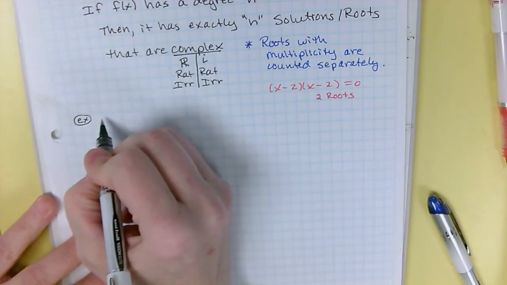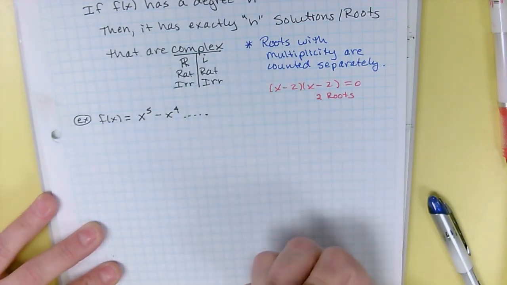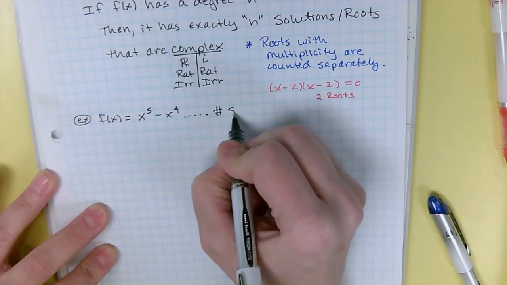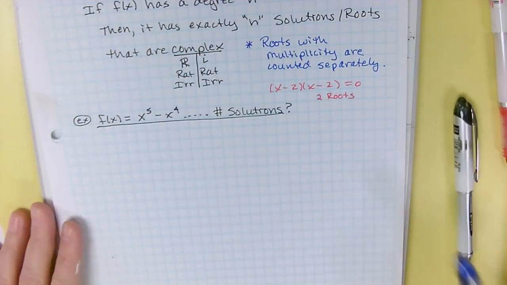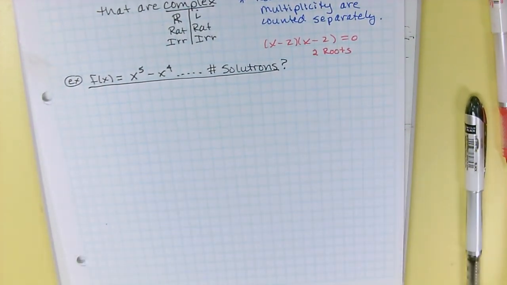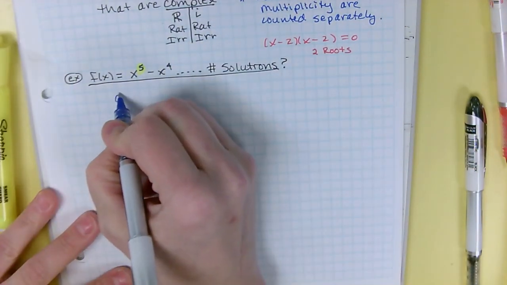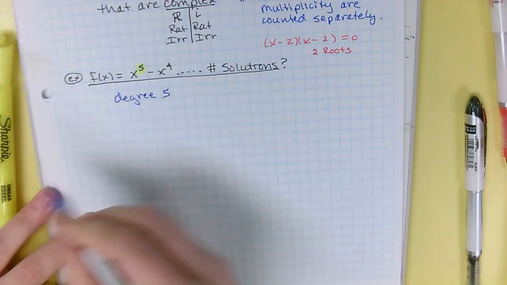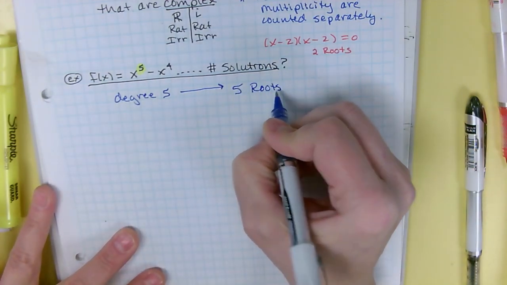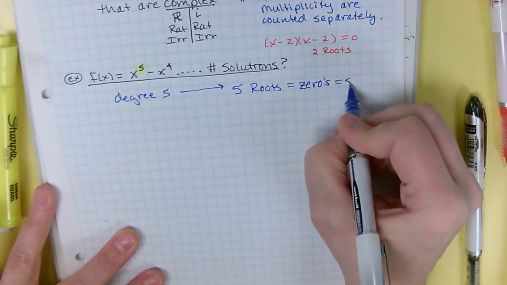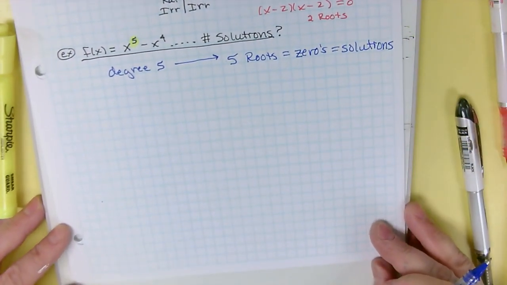All right, so let's do an example. Let's say that f of x equals x to the 5th minus x to the 4th, and then it's got a whole bunch of other terms after that. And we want to know the number of solutions it has. Remember, the degree when you're in standard form is the x with the highest power. So that would be the 5. So this is a degree 5 polynomial. And using the fundamental theorem of algebra, it means we're going to have 5 roots, which is the same thing as zeros, which is the same thing as solutions. So when you're done with the problem, count your solutions. You should have 5, which is a nice way to check yourself.